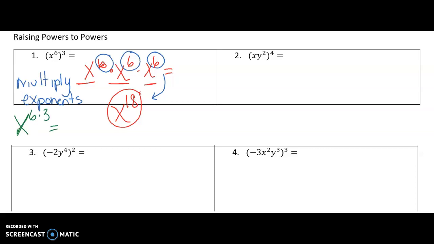So I went ahead and wrote x to the 6th times 3, which still gives us the same answer as x to the 18th power. Like that. Some people like to do that one, but I'd rather write it out like I did just now.